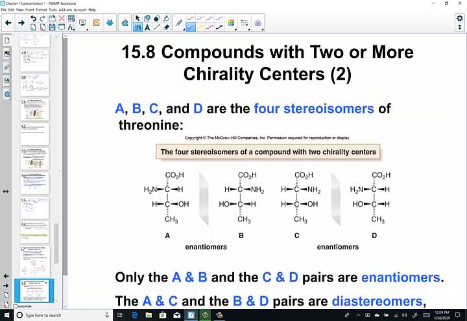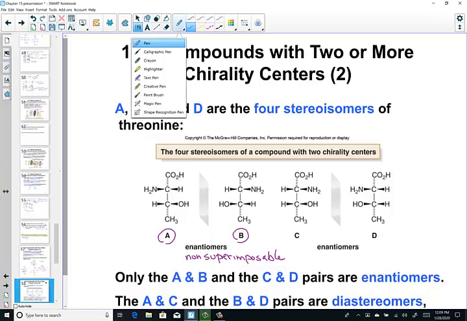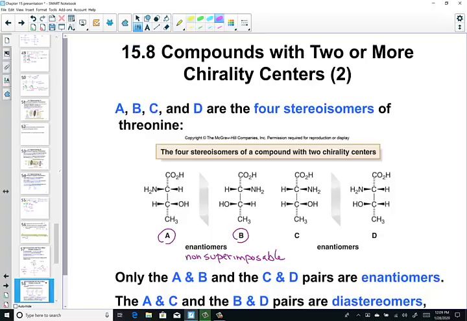When we drew the mirror image of A, the original structure, we got compound B. Those are mirror images, the enantiomers, non-superimposable mirror images. Now, switch one of the 2 chiral centers. Let me highlight what the difference is. We're going to switch one.